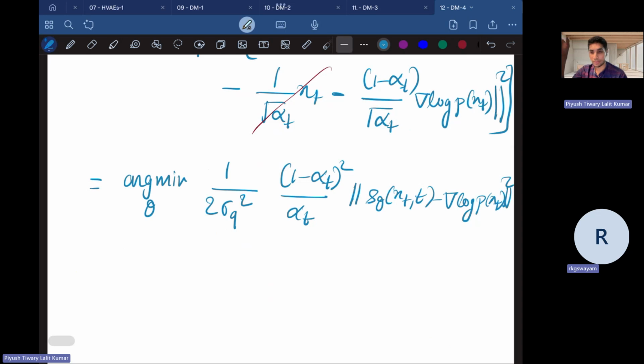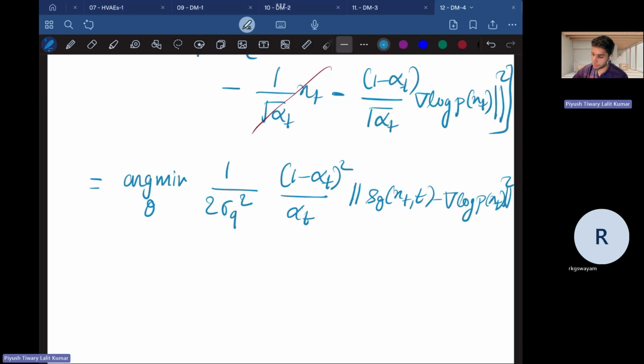And how difficult is it to compute the gradient? Actually, this is what we will discuss in the next model, which is the score-based model. We will talk about the difficulty involved in calculating this gradient of log p of xt, and so on and so forth. We will discuss those things in great detail.